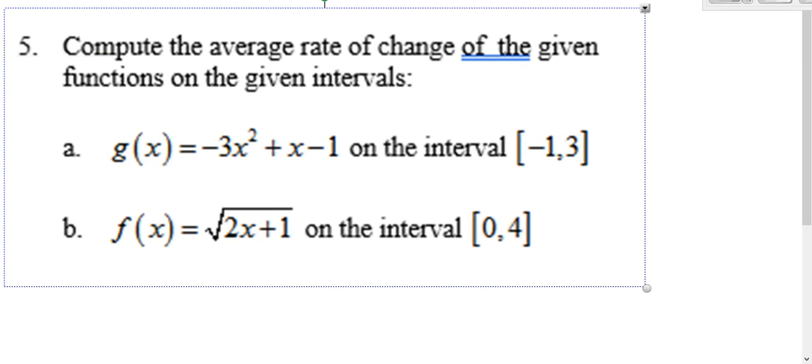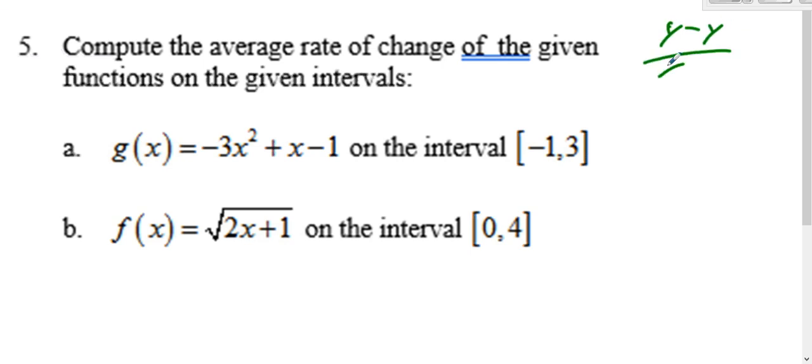All right, average rate of change. Average rate of change is slope. These are your x values. Slope is y minus y over x minus x. These are already your x's. We just need the y's that go with it up on top.